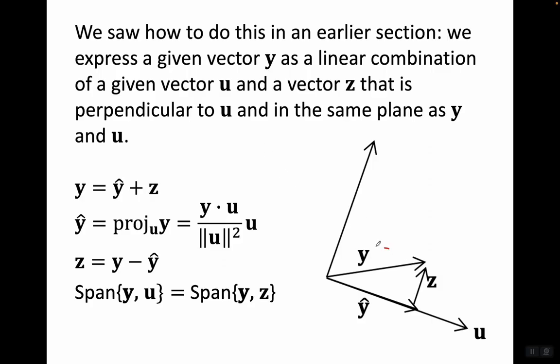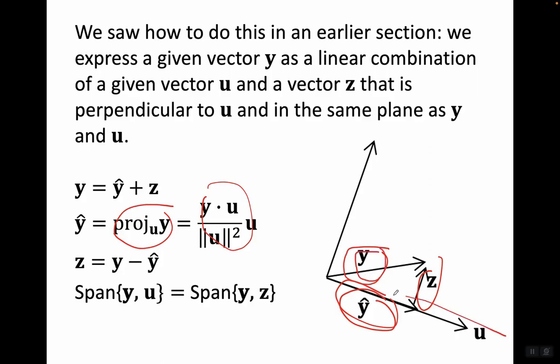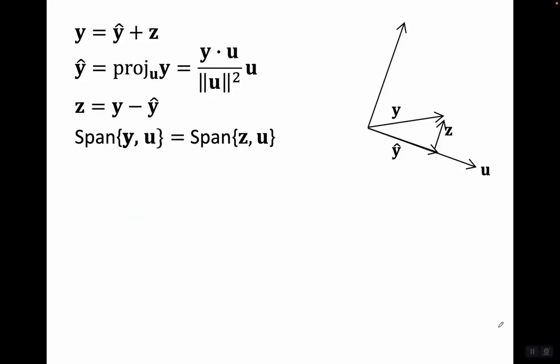So here we have y is y hat plus z, where y hat is the projection of y onto u. Here would be the formula for that. It's the projection of y onto u, that's going to be this y hat. Z is then going to be y minus y hat, so that the span of y and u is going to be the same as the span of y and z, because y is a linear combination of u and z.